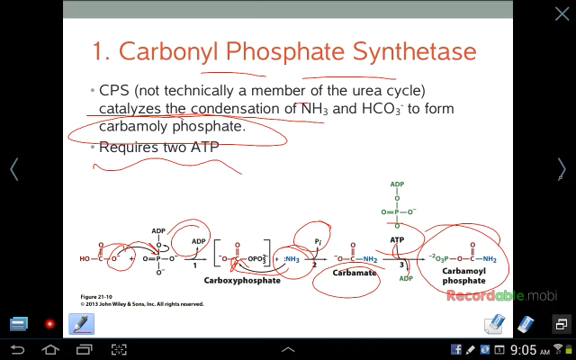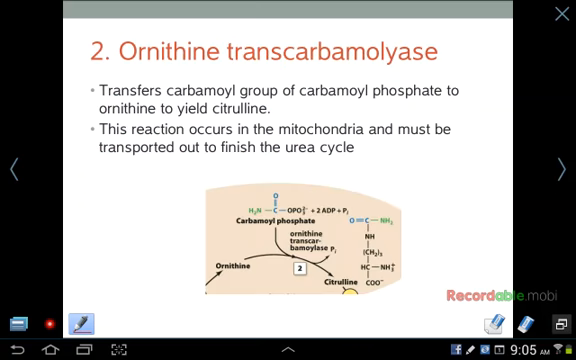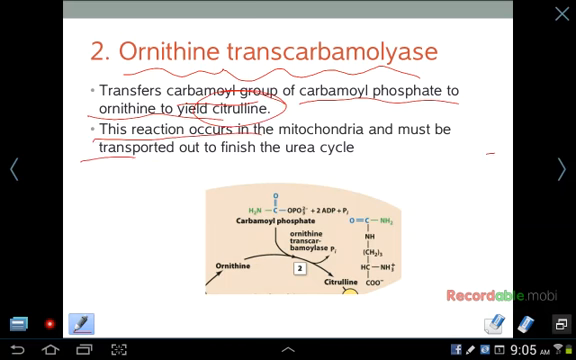In step 2, ornithine transcarbamoylase transfers the carbonyl group of carbamoyl phosphate to ornithine to yield citrulline. This reaction occurs in the mitochondria, but then citrulline must be transported out to finish the urea cycle.